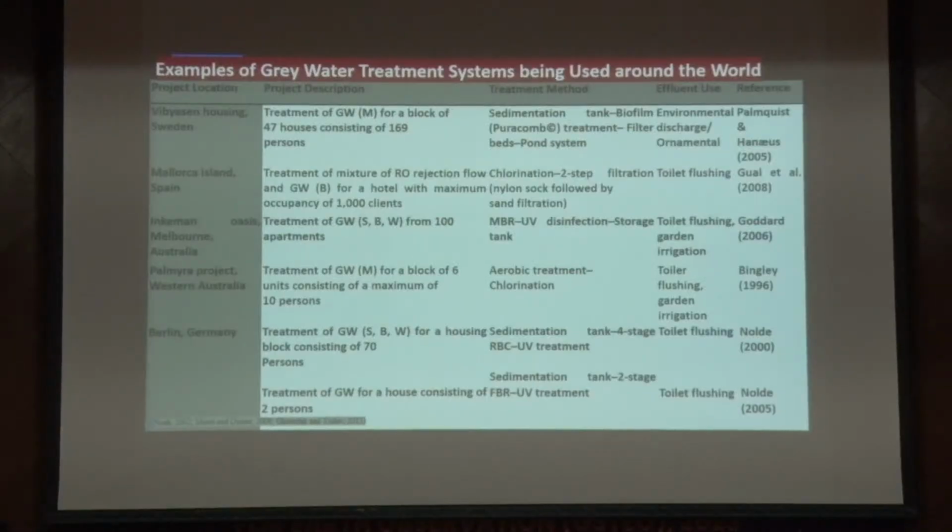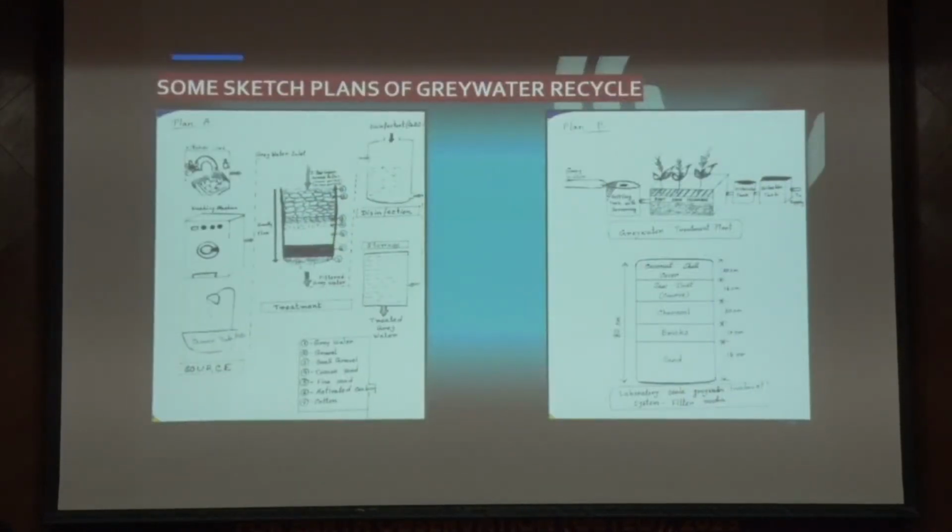These are some examples of grey water treatment systems practiced around the world. We can see that in different parts of the world, there are many countries practicing grey water recycling systems. These are some plans of grey water recycling systems collected from different articles and journals. These are the rough sketches of it.